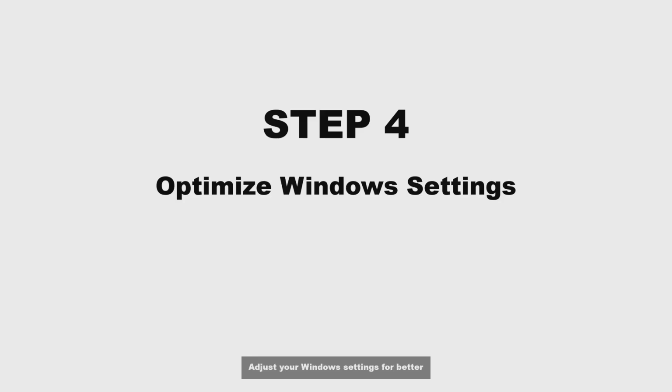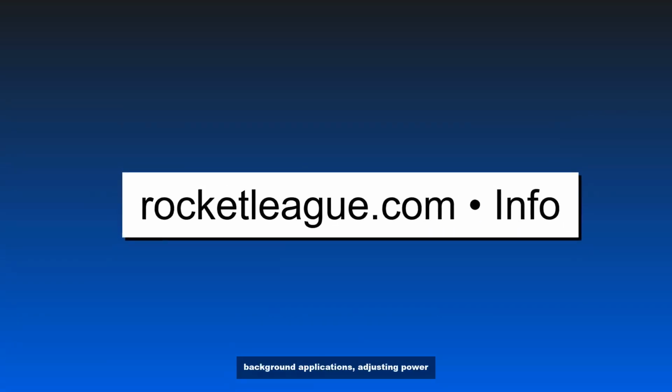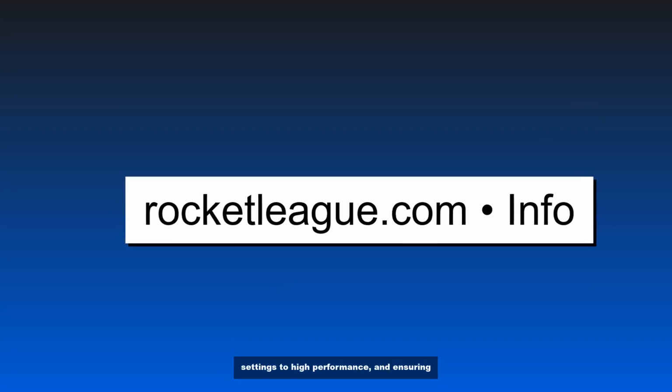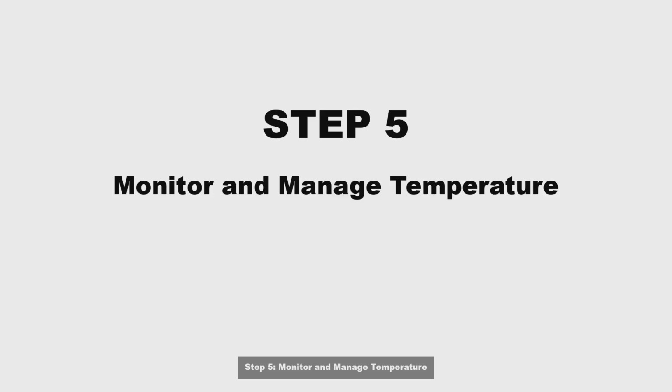Step 4. Optimize Windows settings. Adjust your Windows settings for better performance. This can include disabling background applications, adjusting power settings to high performance, and ensuring that your system is free of malware. Step 5. Monitor and manage temperature.